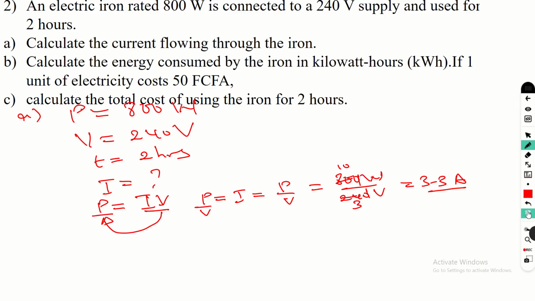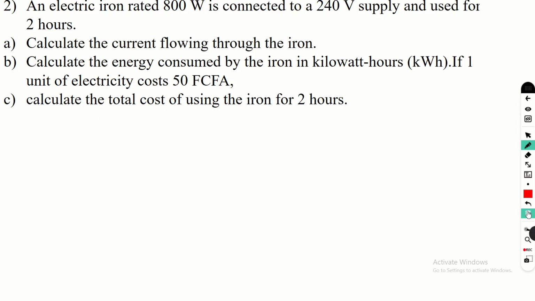I think you can pause the video and try to solve them before you confirm your answers. I think that'll be more productive. Right, good. Now let's look at B. So B now, it's calculate energy consumed by the iron in kilowatt hours if 1 unit of electric cost is 50 francs. So how can we calculate energy consumed?